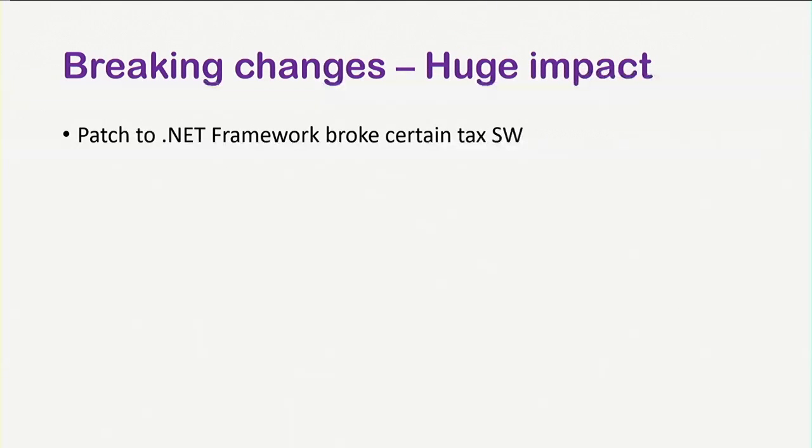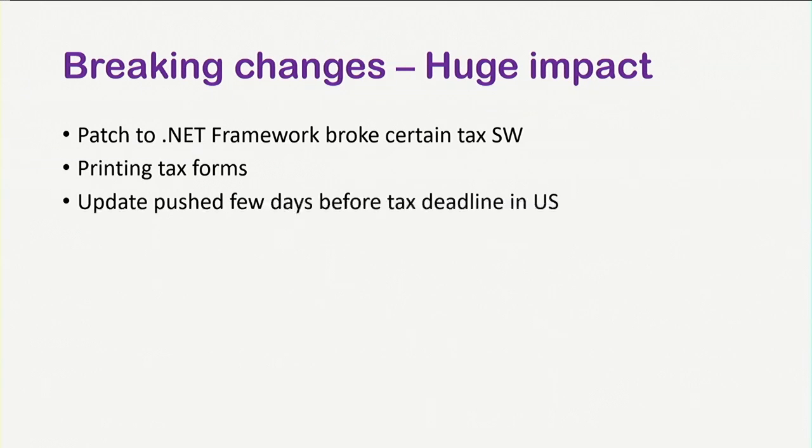Another angle on breaking changes that I like is that some of them can have a really huge impact. This is a story of a real patch of .NET Framework, years ago. There was certain tax software, which I'm not gonna name, in the US that got broken. It got broken printing the tax forms. That kind of sucks. Well, it happened that the update was pushed a couple of days before the tax season. And that's not a thing you want to have on your resume or in your portfolio. So that was a nasty thing.